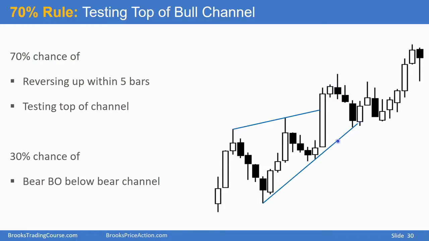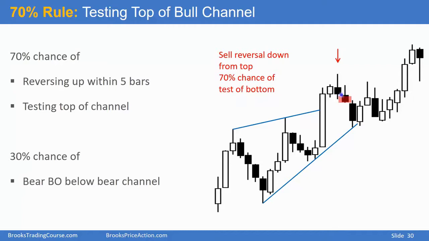If you get a breakout below the bottom of the channel, 70% chance you'll get a reversal up within about 5 bars. And you have a 30% chance that the bull breakout will be successful and start a new market cycle, breakout and channel, and then trading range.